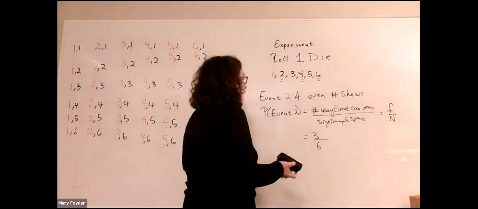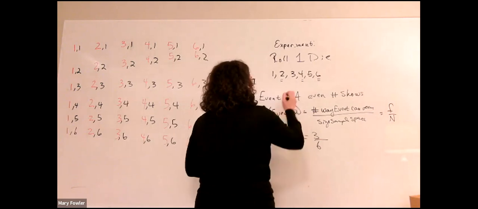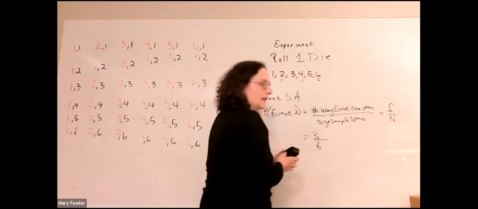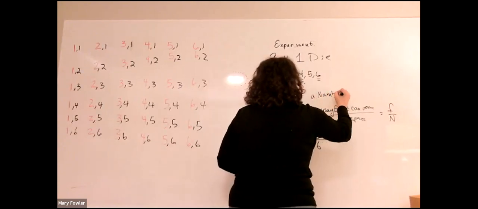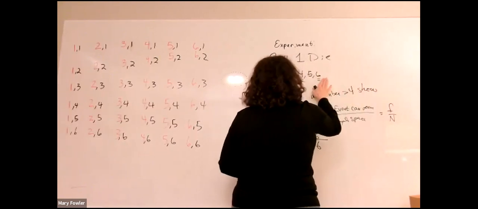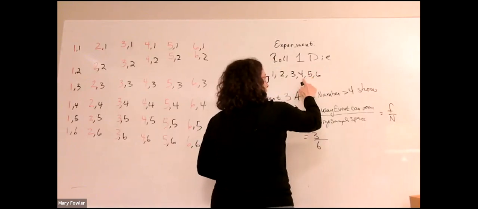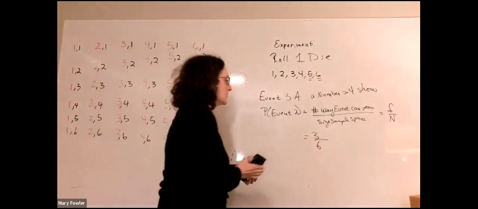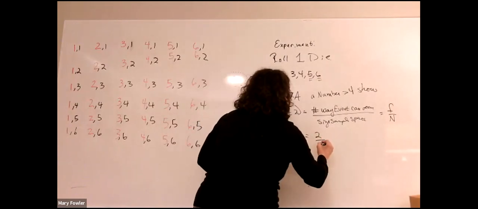Let's go ahead and look at one more event from the notes. Event 3 is that a number greater than 4 shows. So we roll the die and we get a number greater than 4. We look at our sample space. We are looking for greater than 4, so it doesn't include 4, but it does include the 5 and a 6. And so the probability of that event is going to be 2 out of 6.